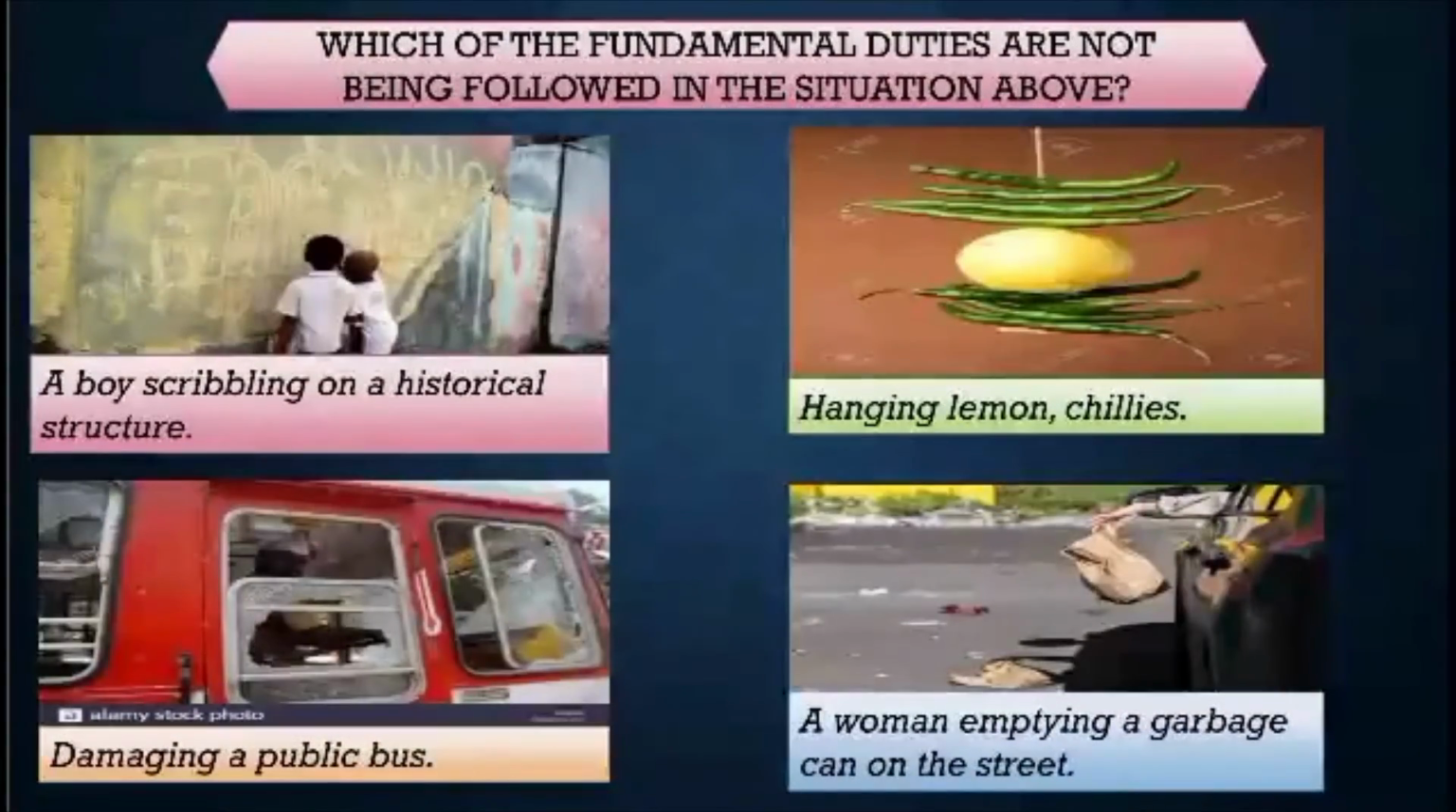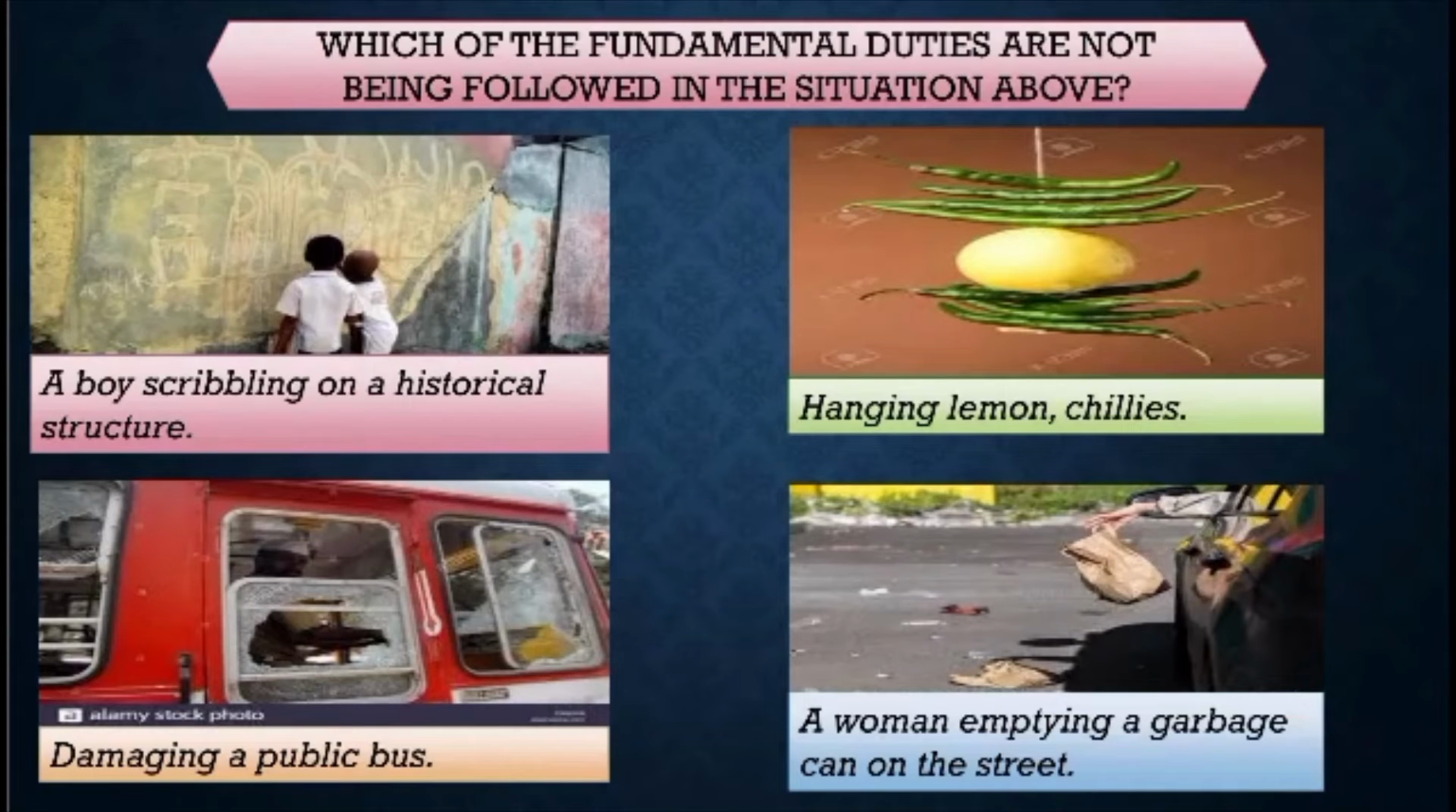Few pictures are given in your textbook on page number 85, and a question has been raised in the textbook: which of the fundamental duties are not being followed in the situation given here. We need to see the pictures and analyze which duties are not being followed. First of all, a boy is scribbling on a historical structure. Is it a correct thing?